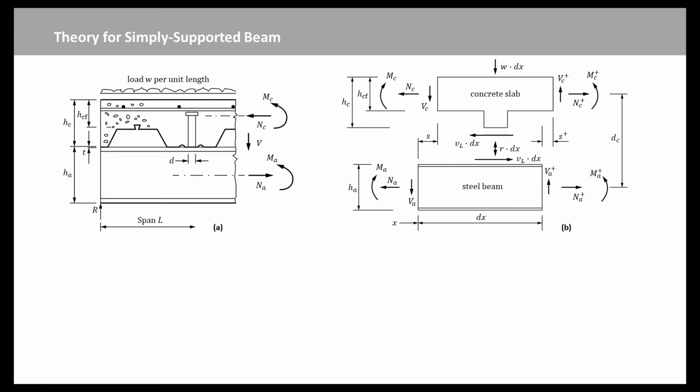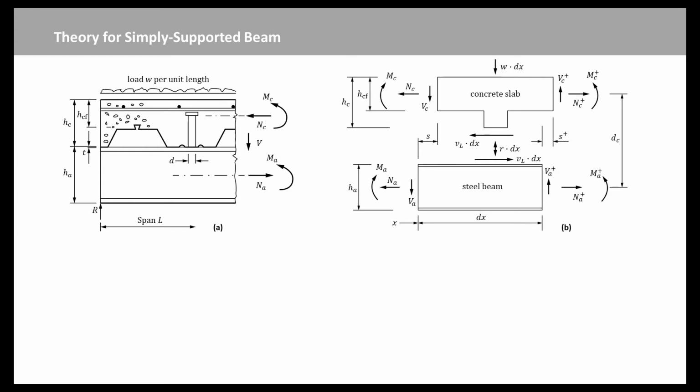Even so, partial interaction theory is useful, for it provides a starting point for the development of simpler methods for predicting the behavior of beams at working load, and finds application in the calculation of interface shear forces due to shrinkage and differential thermal expansion. One end of the beam to be analyzed is shown in Figure A.